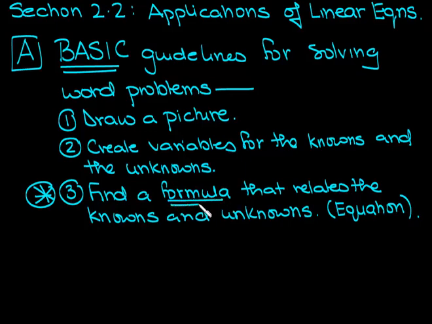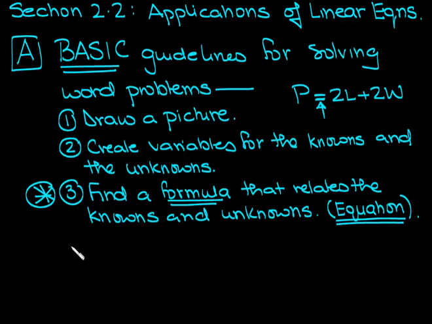What do all formulas have? They have an equality in it. For example, the formula for perimeter is what? Perimeter for a rectangle is P is equal to twice the length plus twice the width. In essence, this is an equation because it has an equality in it. Okay, if I know some of these quantities, I can find the missing quantity then. Okay, so basically when we find a formula that relates the knowns and the unknowns, we're really creating an equation out of it.